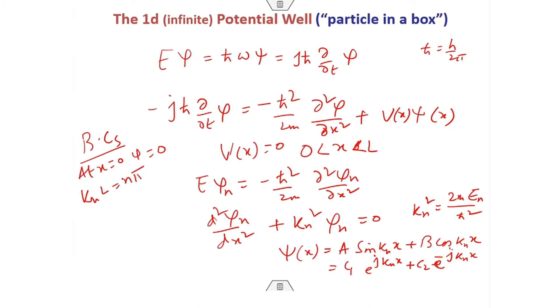Yes, because at x equal to 0, cos 0 is equal to 1, sin 0 is 0, right? So then, if cos 0 is 1, k_n becomes n pi, right? And this is the boundary condition. Therefore, we get psi(0) to be 0 when B is 0, right?